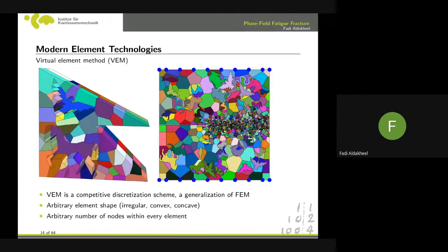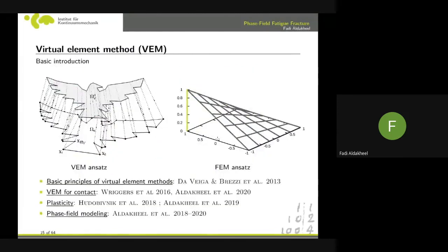Or we can have another kind of method. How does this look, right? How can you discretize it using this method? I guess you are all used to this method, right? You all use the standard finite element method.